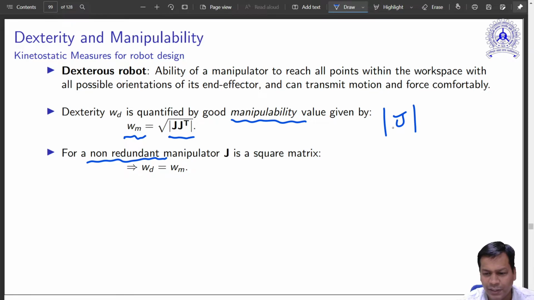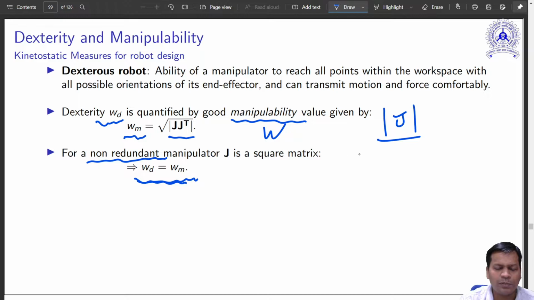In that case, WD becomes equal to WM. That means manipulability becomes equal to WD, that is dexterity. A robot may be more dexterous, but it becomes equal to manipulability, good manipulability, if both are the same. Things will be clearer as we move ahead, so let me keep moving.